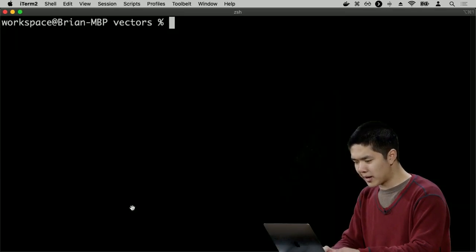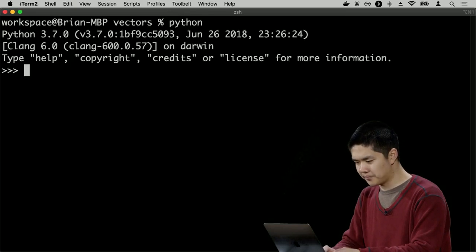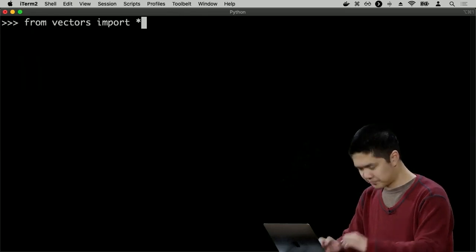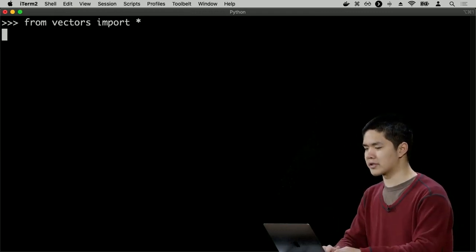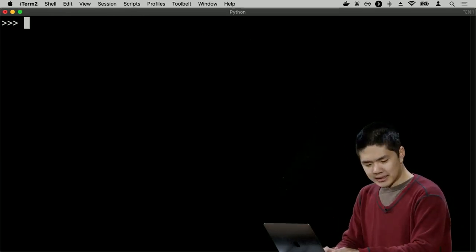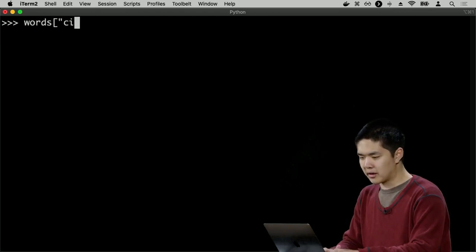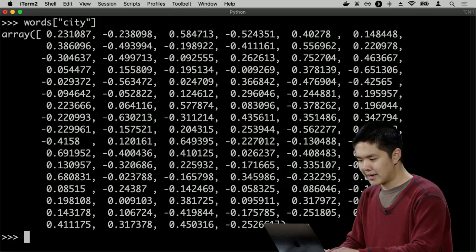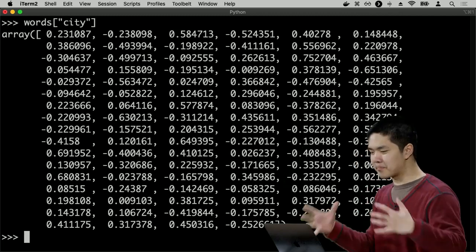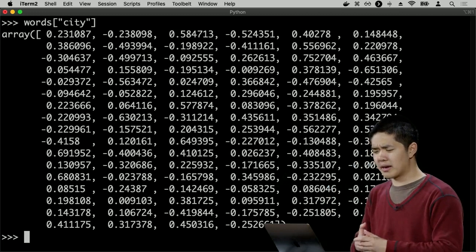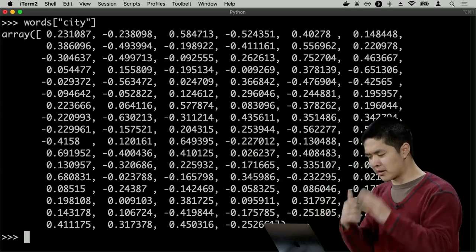And so now let me try doing this. Let me open up the Python interpreter and say something like from vectors import star, just import everything from vectors. And now let's take a look at the meanings of some words. Let me look at the word like city, for example. And here is a big array that is the vector representation of the word city. And this doesn't mean anything in terms of what these numbers exactly are, but this is how my computer is representing the meaning of the word city.